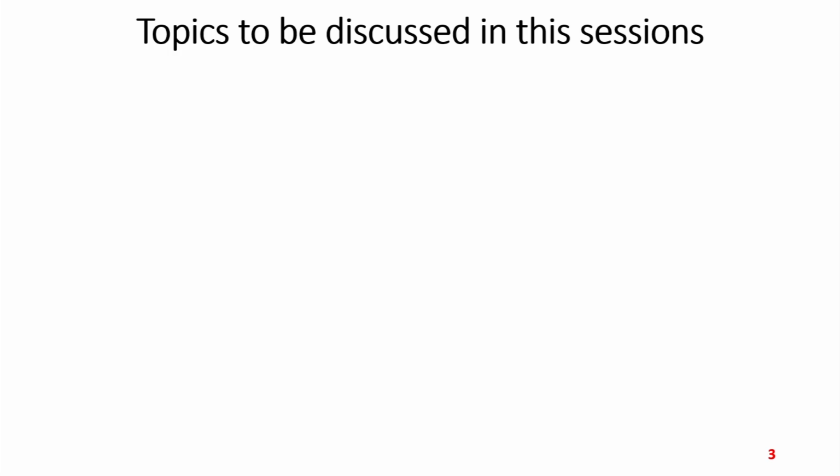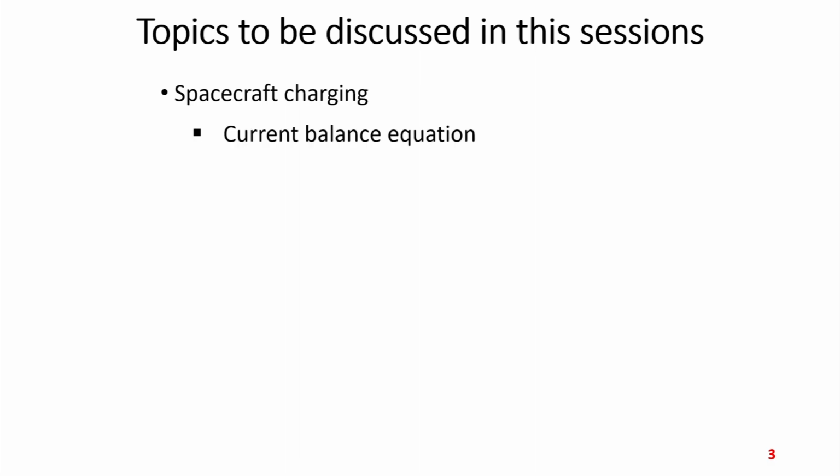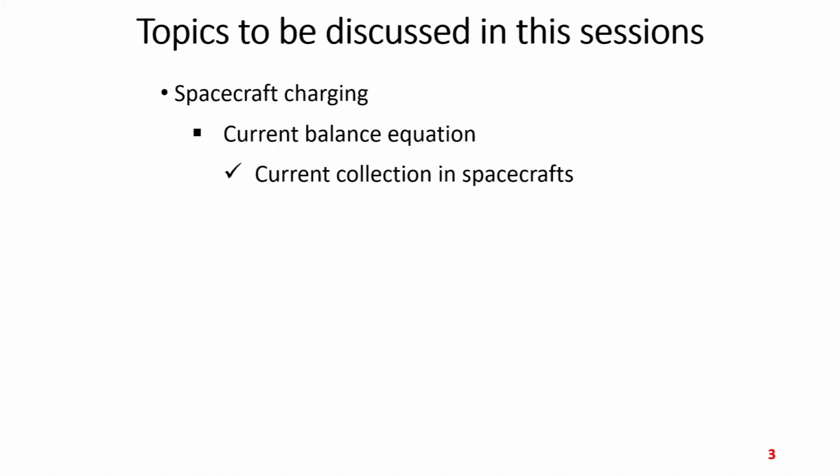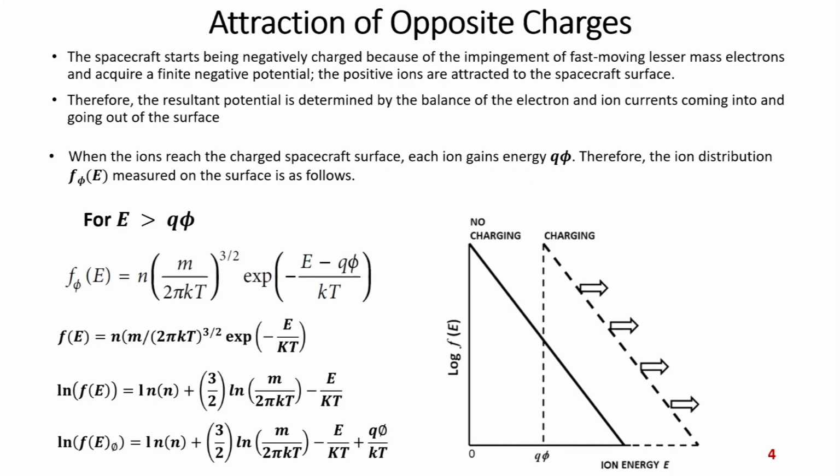Today we will continue with those topics. What we are going to discuss today is the current balance equation. Before we go to the current balance equation, we need to know the different components. We only considered two components, the primary, either electrons or ions, but there are other components. So we will see what those different current components are. First, I would like to have a recapitulation of what I discussed yesterday.